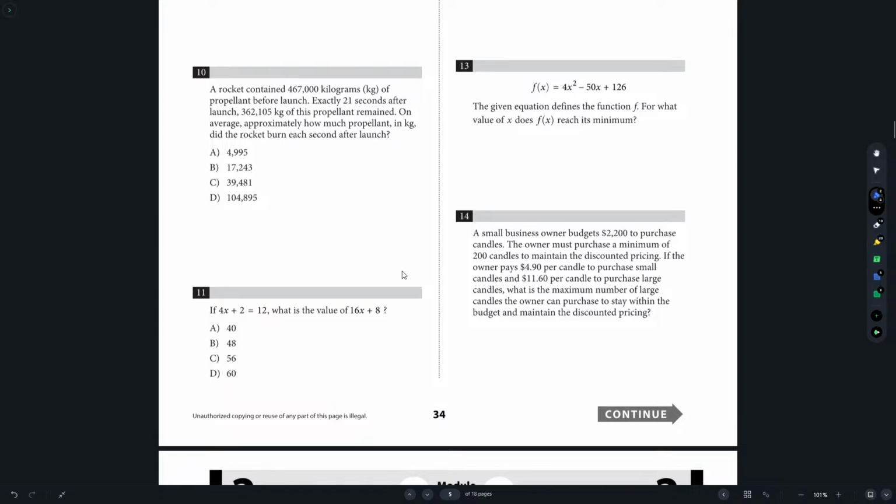A rocket contained 467,000 kilograms of propellant before launch. Exactly 21 seconds after launch, 362,105 kilograms of this propellant remained. On average, approximately how much propellant in kilograms did the rocket burn each second after launch? So this is going to be the difference, and we're going to divide by 21. So this is our starting. We're going to divide by 21 to get the per second amount. Probably have to use a calculator here.